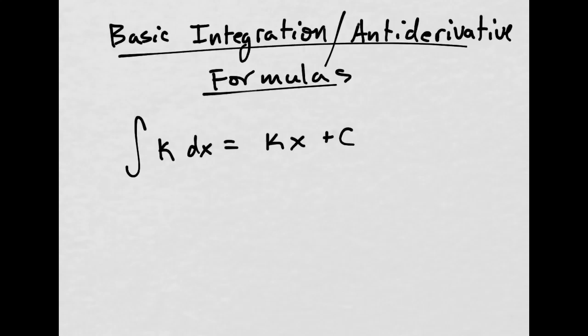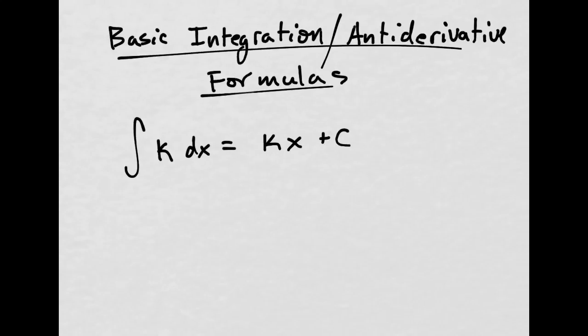The first antiderivative, or integration formula, the indefinite integral formula, is the antiderivative of any constant. You just tack on an x, right? Because if you take the derivative of this, you just get regular k, because if you take the derivative of a constant, it goes away. So that's the first formula.